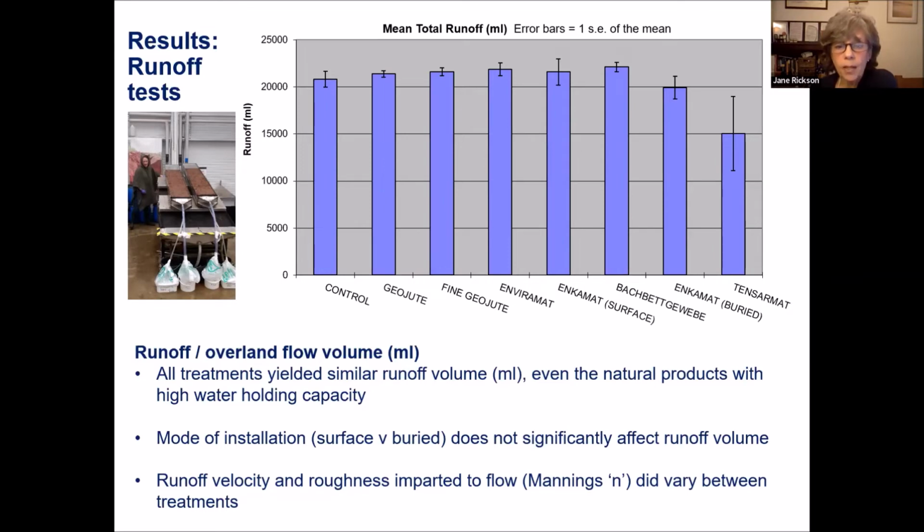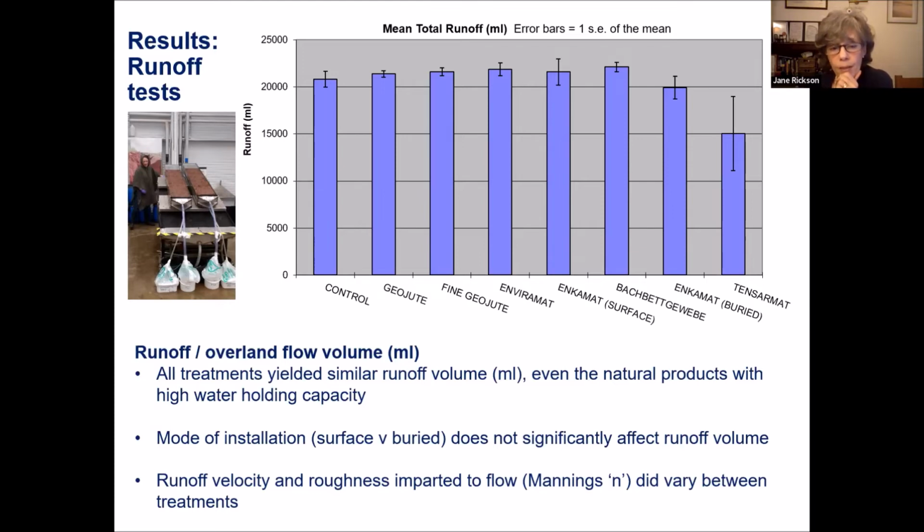And even the natural products that had a high water holding capacity didn't reduce the amount of runoff. It didn't matter whether you put them surface or buried. You know, my theory was that if you've got buried products, you'd increase the infiltration. That didn't seem to be the case. Although again, the tensile mat did increase infiltration with less runoff, but again, quite a lot of variability around that. And we found that runoff velocity and the roughness imparted to flow, as expressed by Manning's n, did vary quite a bit between the treatments.